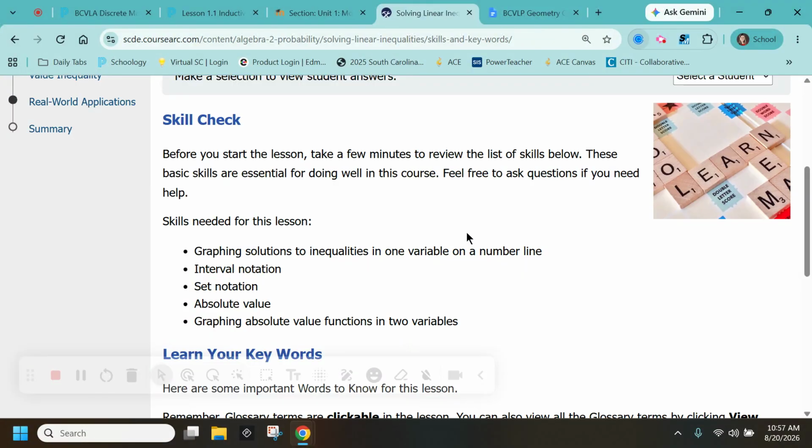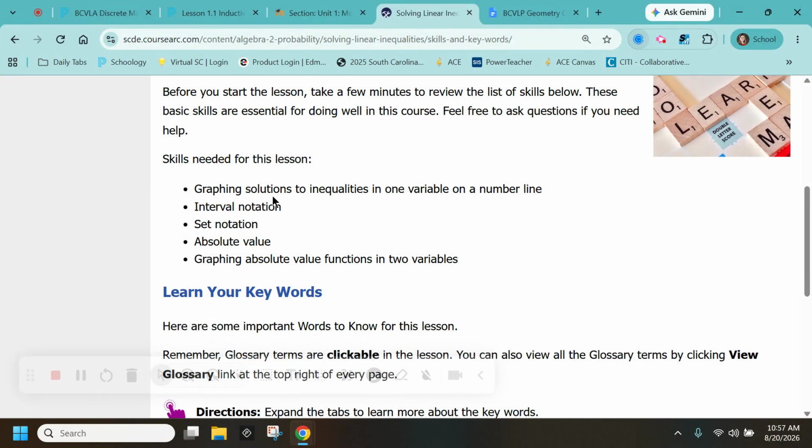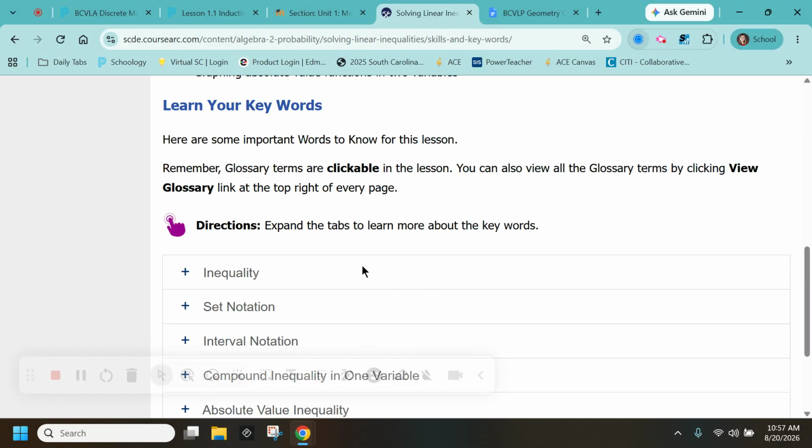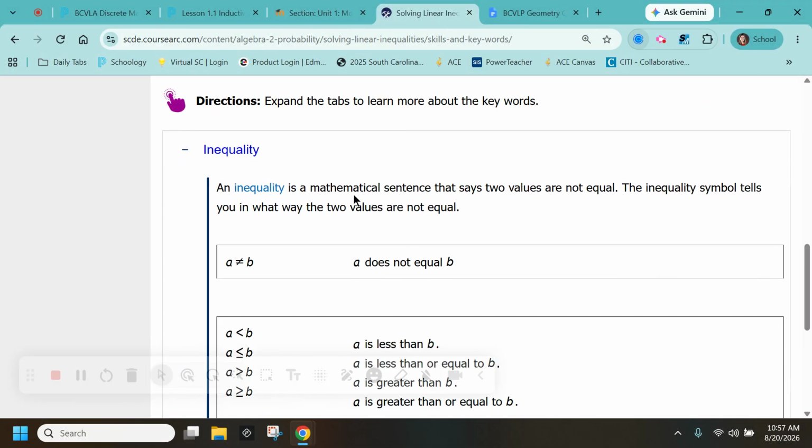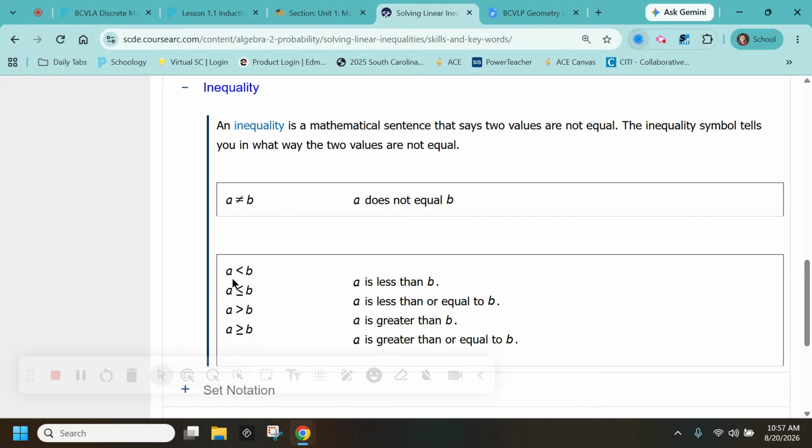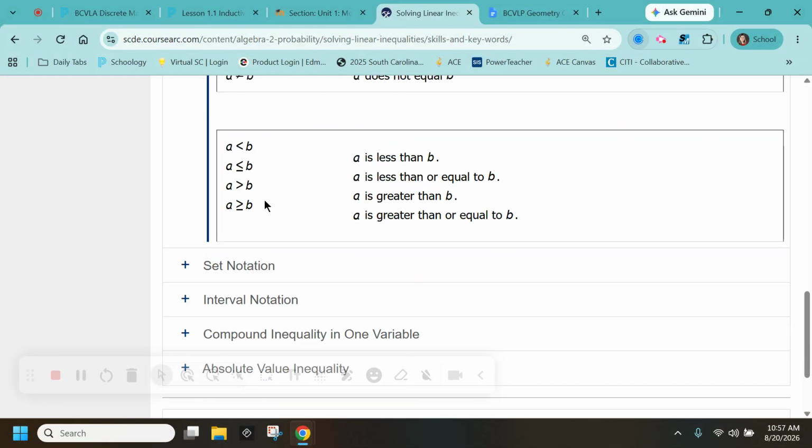So solving linear inequalities, skill check: make sure that you know how to graph solutions to inequalities in one variable, interval notation, set notation, absolute value, and graphing absolute value functions in two variables. So we have our inequality. Remember that A less than B, less than or equal to, greater than, and greater than or equal to. And then the slash through the equals is does not equal.